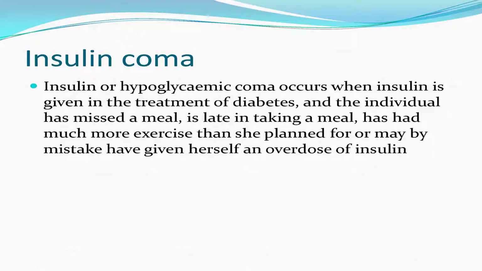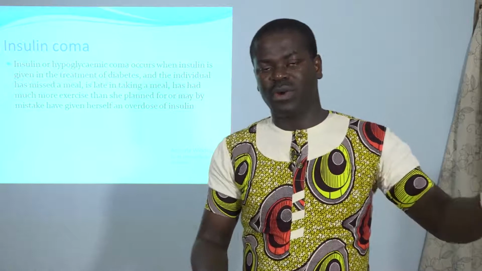We said that diabetes coma is called hyperglycemic coma. Insulin coma is hypoglycemic coma, and it occurs when insulin is given in overdose, or when an individual takes insulin and misses a meal. So in effect, insulin is in the body and there is no sugar or glucose for the insulin to act on. So insulin coma is the opposite of diabetes coma.